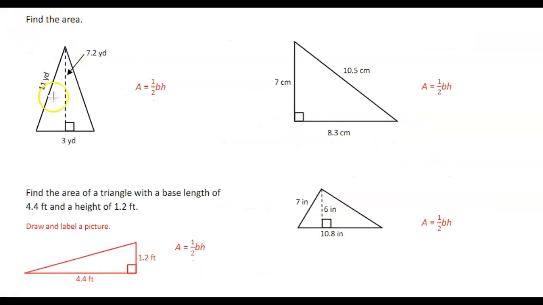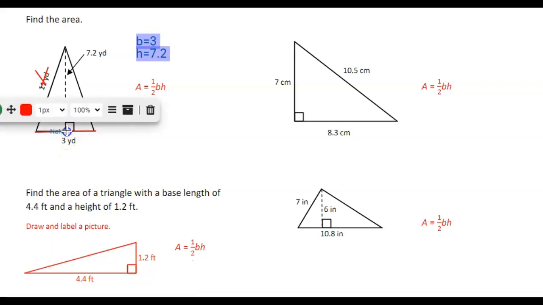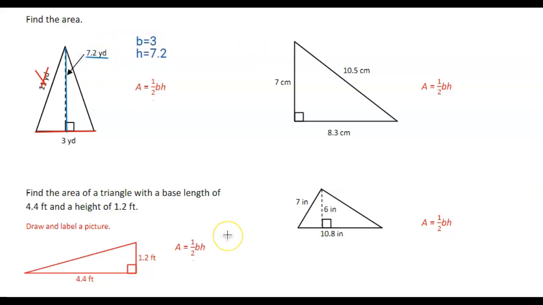Okay. In this first problem, we have a base of 3. So we're going to identify that. So we've got B equals 3. And our height, our little h, is going to equal 7 2/10. Please do not get tricked by this 11. You do not want the slant height. You want from the base where that 90-degree corner is to the tallest point of your triangle, which is told us right here that that is 7 2/10 yards.